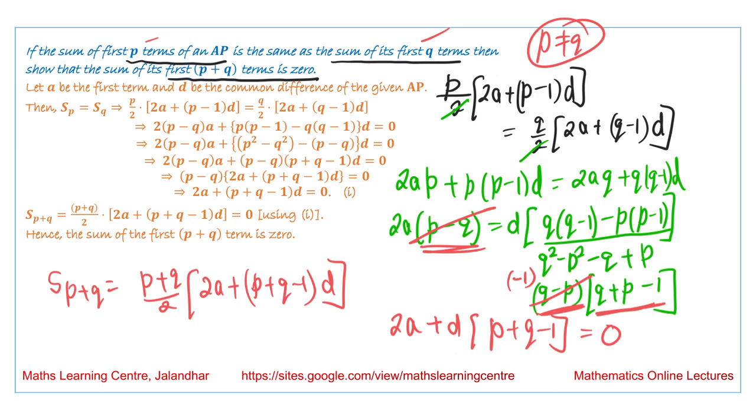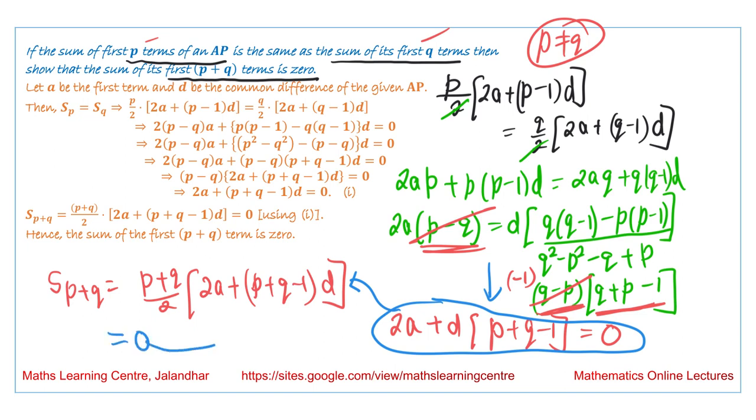Now if we substitute this value obtained from this in this equation, we get the answer is equal to 0. So what we are saying is that the sum of first p plus q terms is 0.